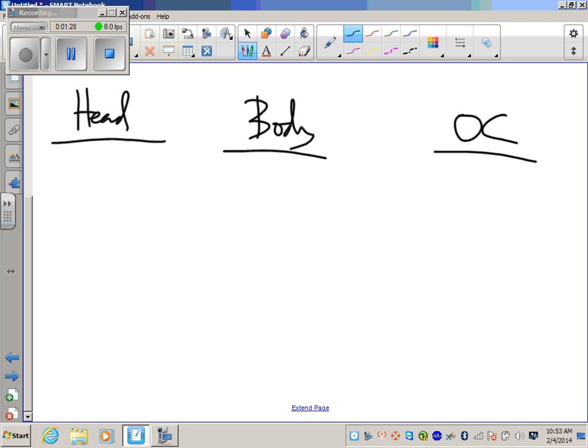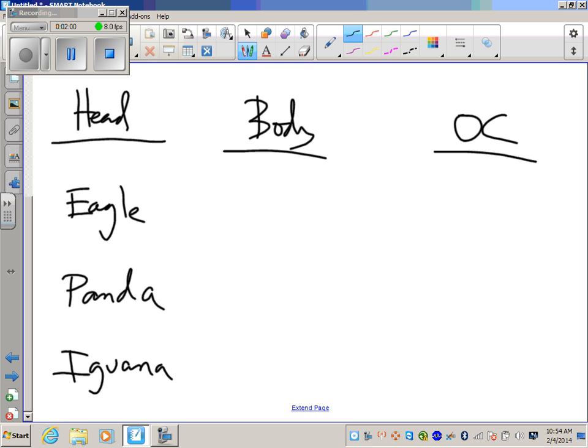Now, your book shows a different way. I like to go back to the tree diagrams because I think it's a really easy way to organize once you figure out how to do it. What are the three different options that we have for head? What are the three different animals that we have represented? Alexis. Eagle, panda, and iguana. Now notice, when we do the tree diagram, I'm giving a little bit of space in between. You should probably do the same.